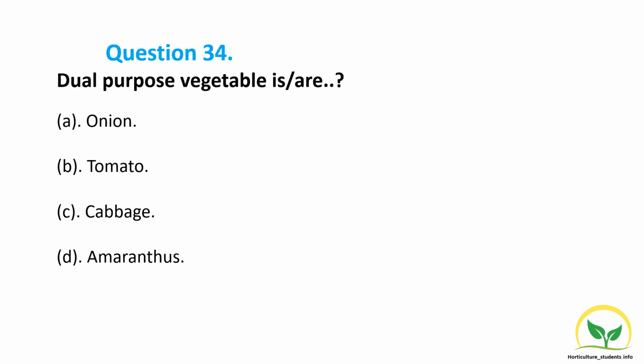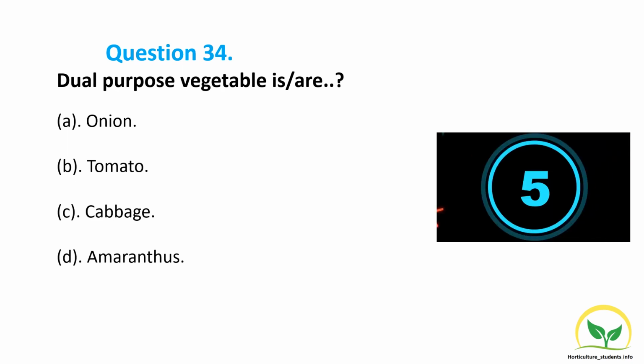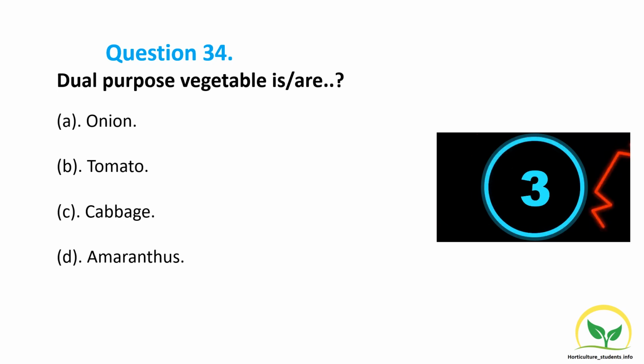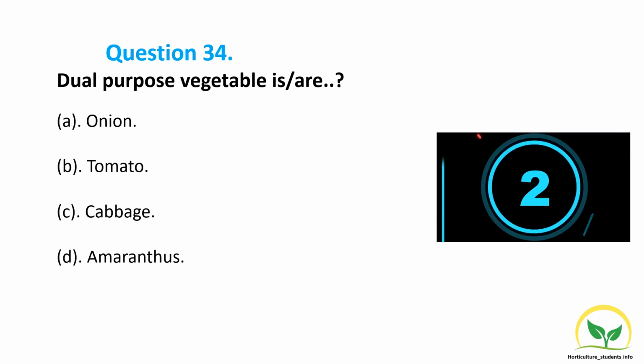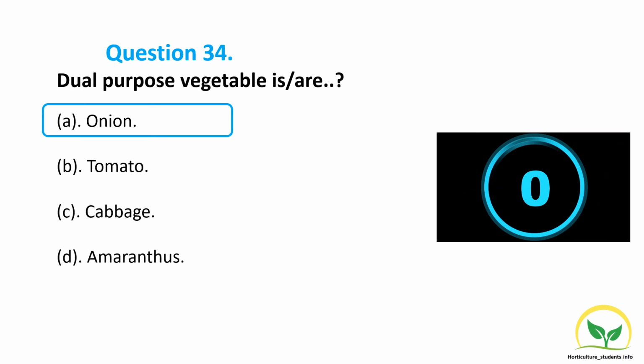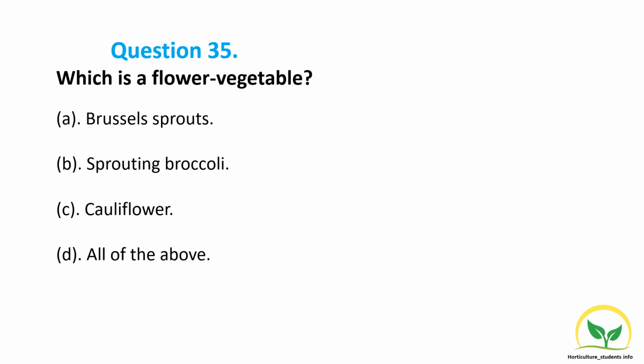Question 34. Dual purpose vegetable is: A. Onion, B. Tomato, C. Cabbage, D. Amaranthus. Answer: A. Onion.